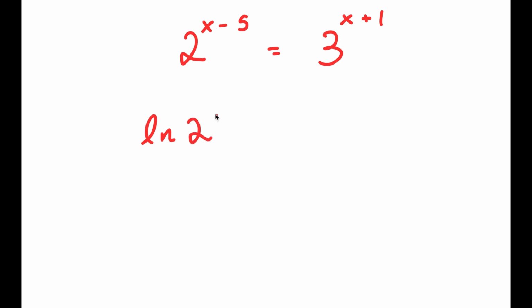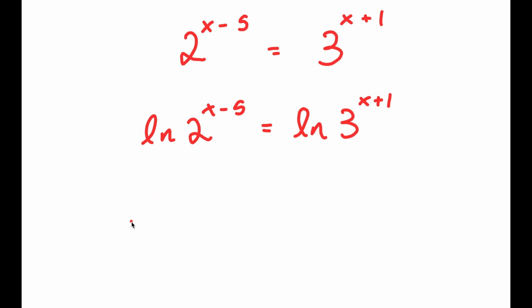Alright, so in this video, I'm going to solve the equation 2 to the power of x minus 5 is equal to 3 to the power of x plus 1. To solve this, I'm going to first start by taking the natural log, or ln, on both sides. So I get ln 2 to the power of x minus 5 is equal to ln 3 to the power of x plus 1.